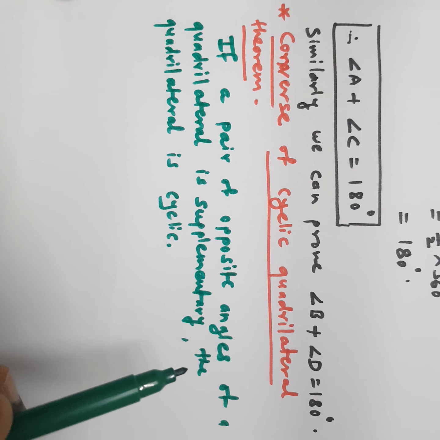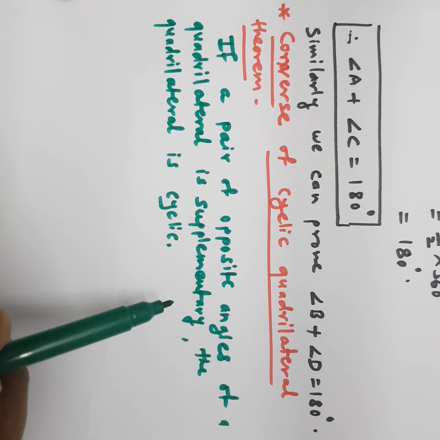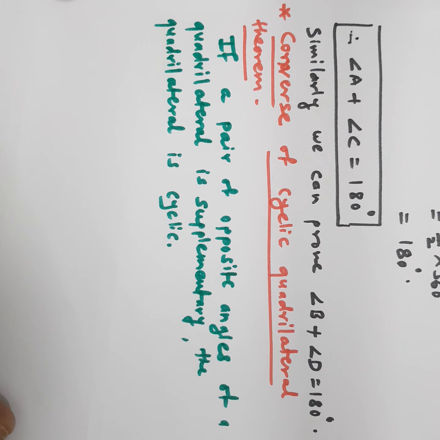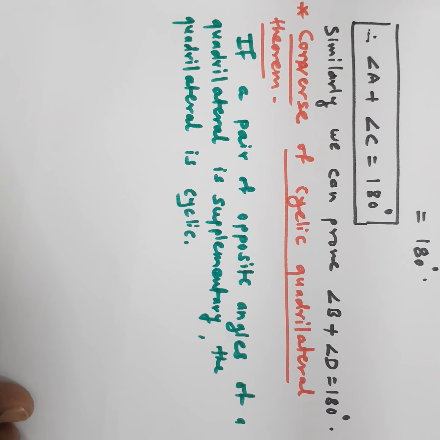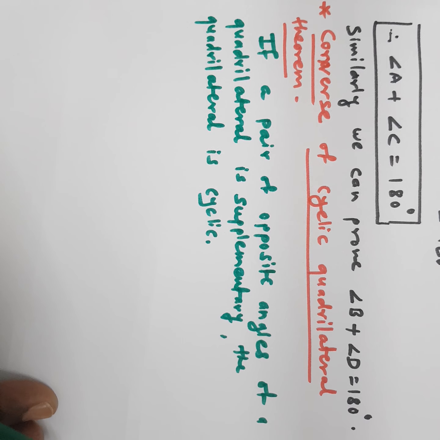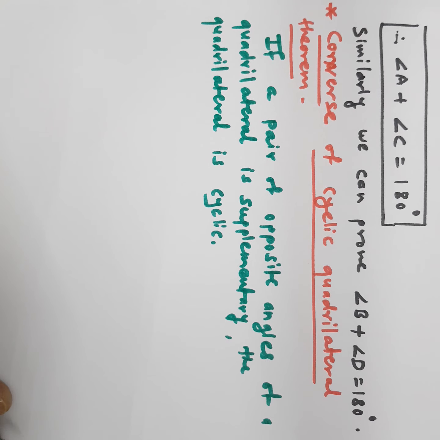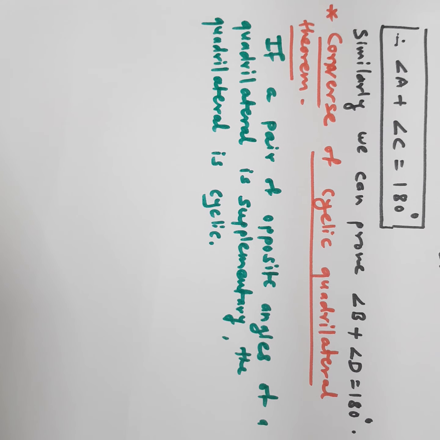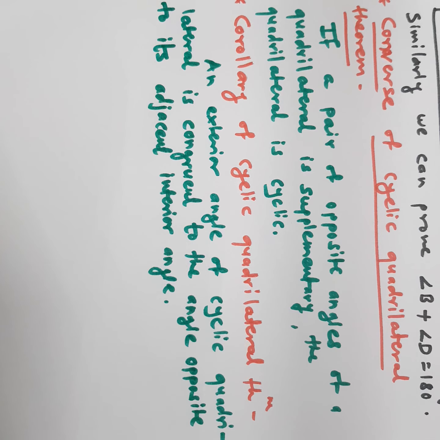If a pair of opposite angles is supplementary, then the quadrilateral is cyclic. You can prove it by the indirect method. In view of the exam, there is no need to prove this converse of the cyclic quadrilateral theorem. Now we will see the corollary of the cyclic quadrilateral theorem.